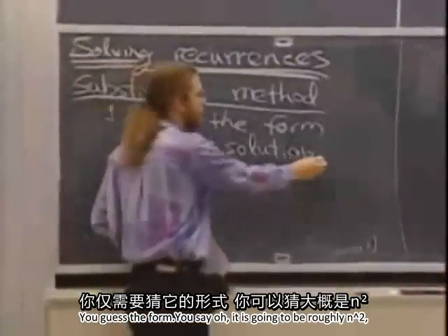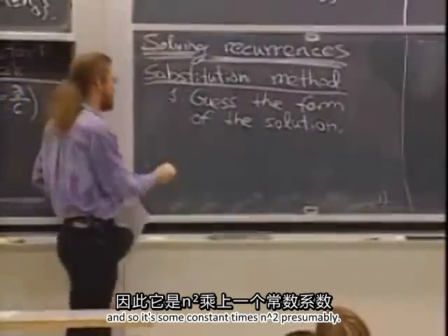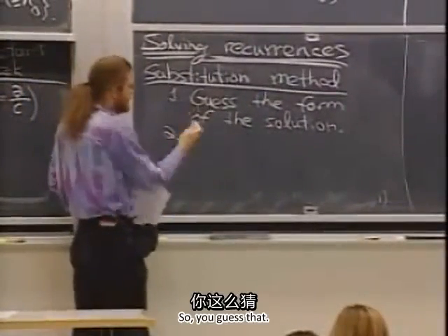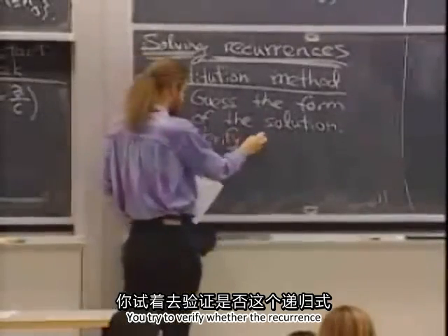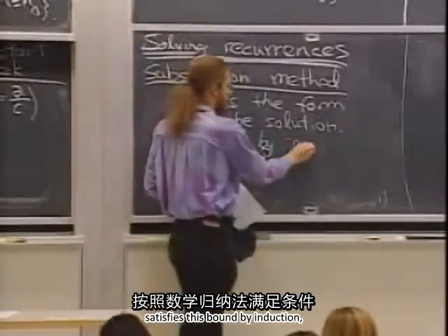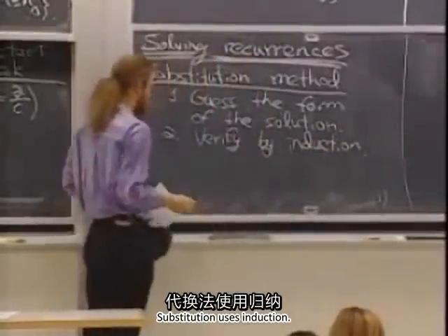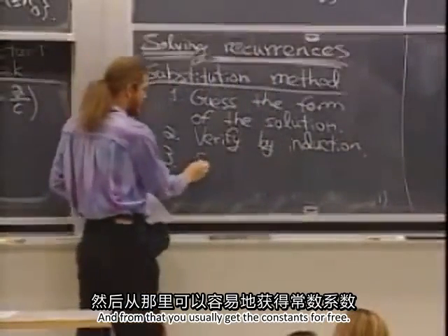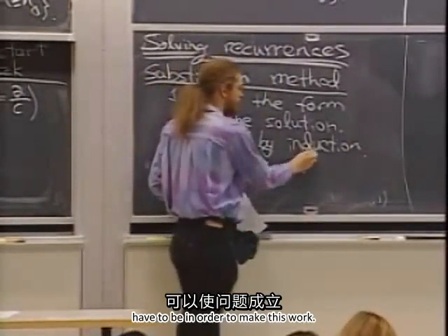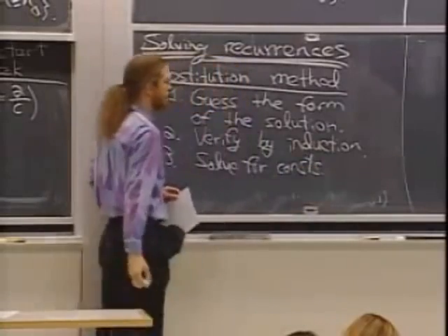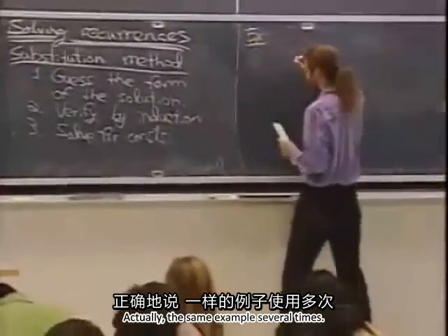So you guess the form. You say, oh, it's going to be roughly n squared, and so it's some constant times n squared, presumably. So you guess that. We're going to figure out the constants. You try to verify whether the recurrence satisfies this bound by induction. And that's the key: substitution uses induction. And from that, you usually get the constants for free. Figure out what the constants have to be in order to make this work. So that's the general idea. See a few examples of this. Actually, the same example several times.